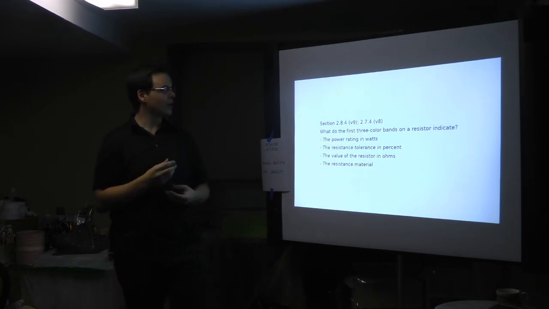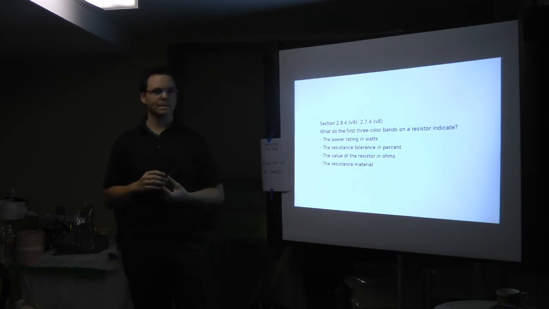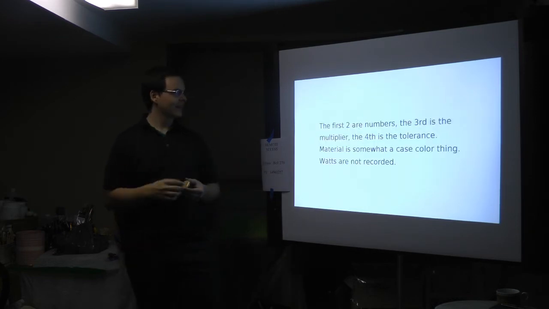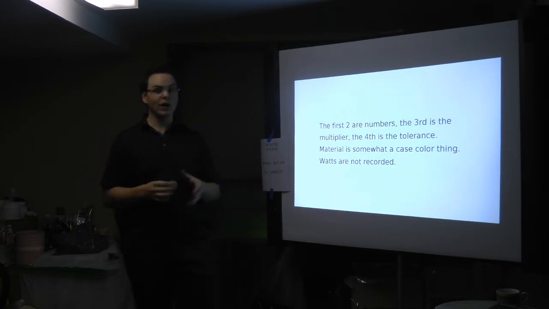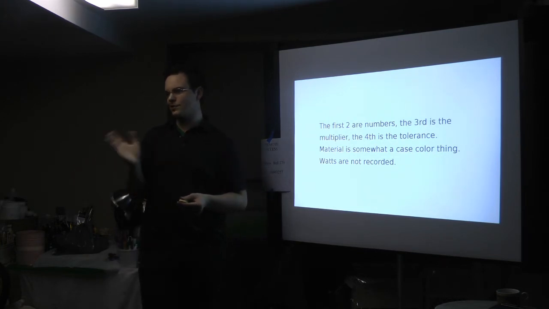So, what do the first 3 color bands on a resistor indicate? Resistance. So the value of the resistor in ohms. Remember that the first 2 are the numbers, the 3rd one is the multiplier, and the 4th one is tolerance. The material color is somewhat of a case coloring thing, so beige ones are carbon film, blue ones are metal film, nobody cares. And watts are not recorded on it, so it's determined by the size of the part.